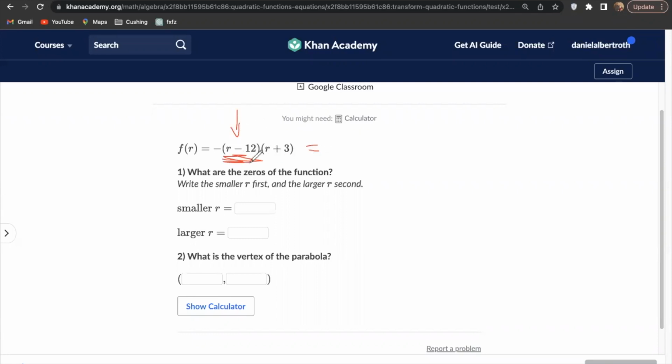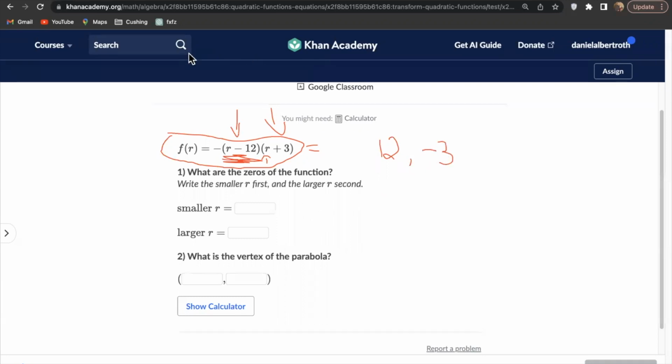This is one of the factors, r minus 12. So what number could I plug in for r that will make this whole function 0? One of the numbers is 12, because 12 minus 12 gives us a factor of 0. Anything that we multiply by 0 is still going to be 0. So one of the zeros of the function is 12, and the other one is whatever would make this factor equal 0. I would need to plug in the number -3 in order to make this factor 0. So my other answer is -3.